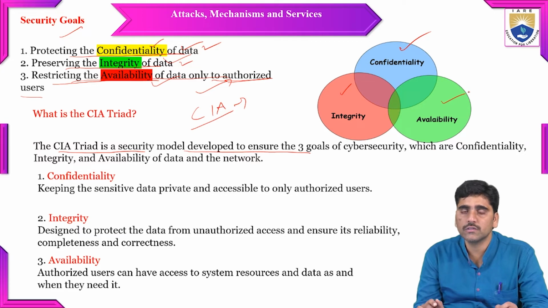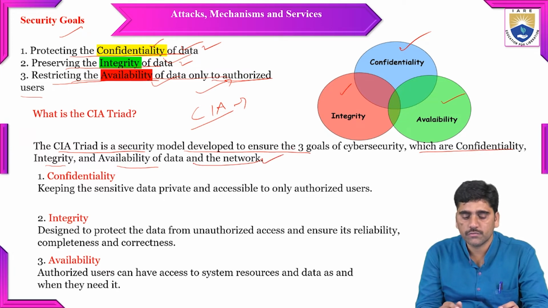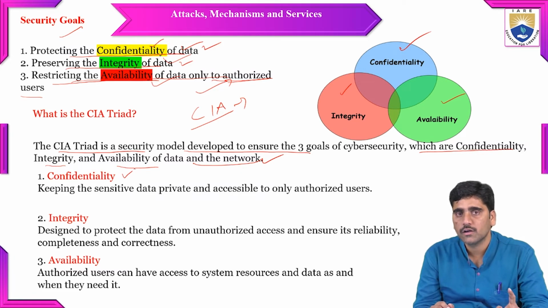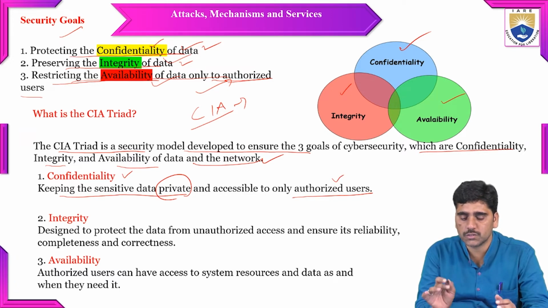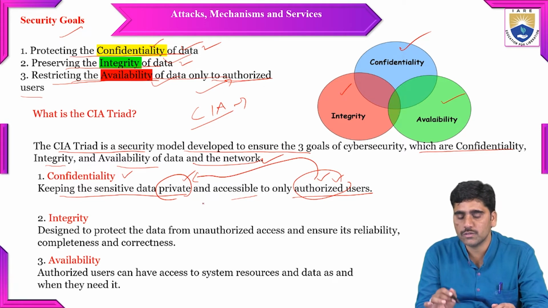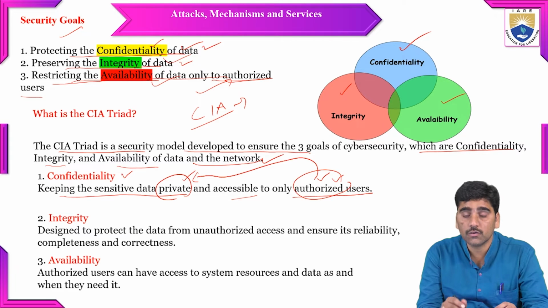That ensures the three goals of cybersecurity or network security or any security, which are confidentiality, integrity, and availability of data in the network. The first one is confidentiality: keeping sensitive data private and accessible only to authorized users. Only authorized users can access the data. That is confidentiality.